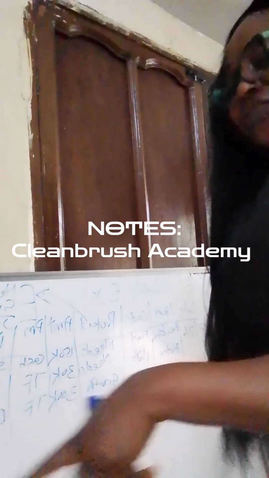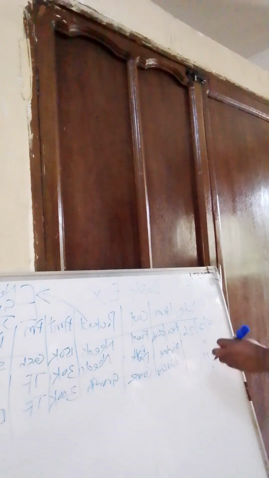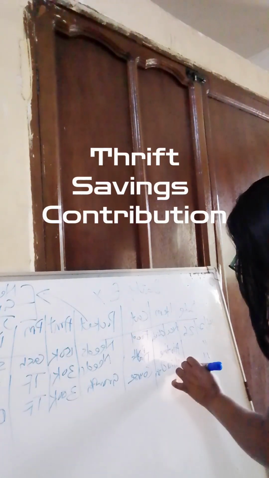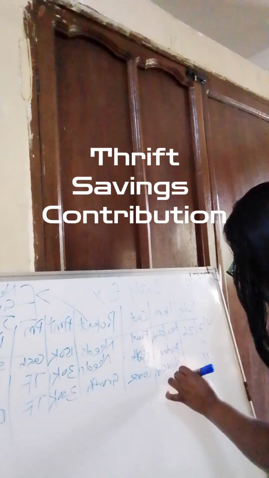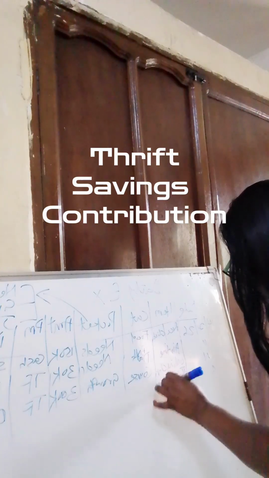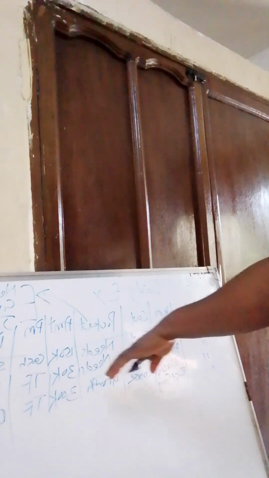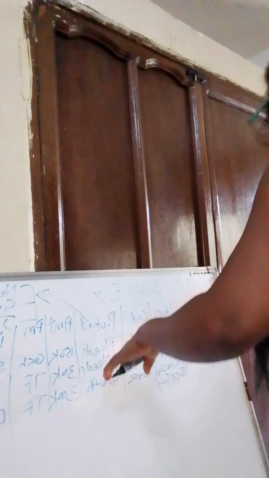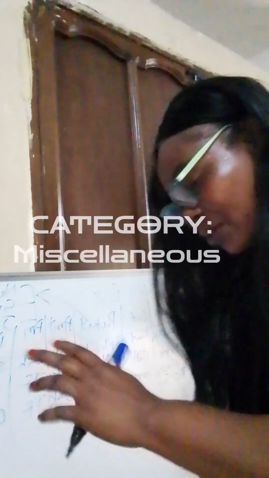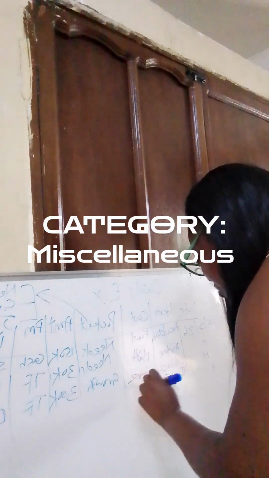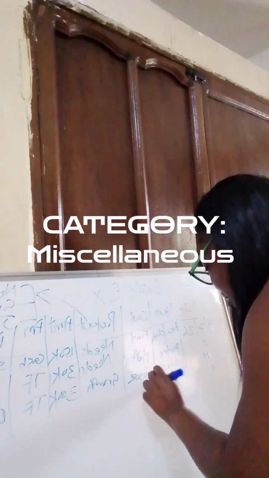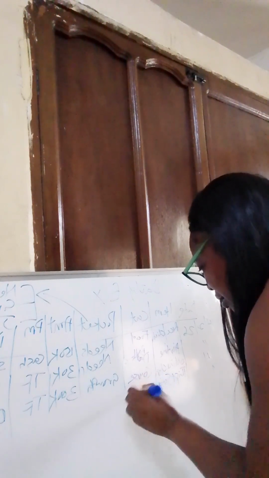Okay, so still on that today, I did 4 things. Still on that today, I did what? I did a thrift savings. So thrift saving will come under miscellaneous. That's where I'm going to put it. So under category, I'll put miscellaneous.